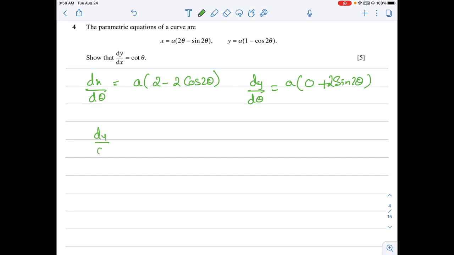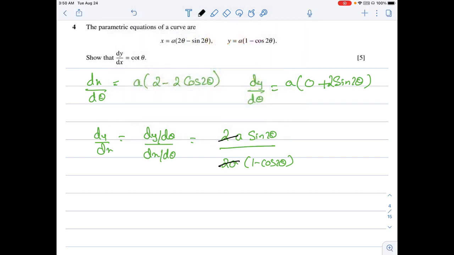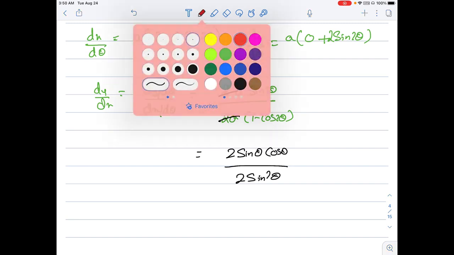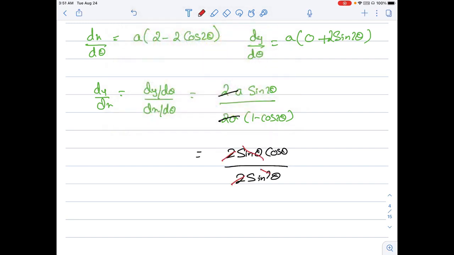Now I want dy by dx. dy by dx is nothing but what? dy by d theta upon dx upon d theta. So dy by d theta is 2a sine 2 theta. dx upon d theta, take 2 common, is 2a times (1 minus cosine 2 theta). So we can see that 2a gets cancelled. Sine 2 theta is 2 sine theta cos theta. 1 minus cosine 2 theta is 2 sine squared theta. Then what else can be done is further 2 and 2 cancel. One sine theta cancels. I'm left over with cosine theta upon sine theta, which is cot theta.